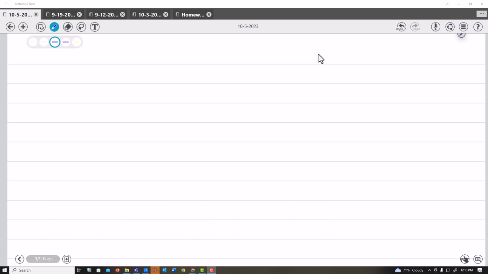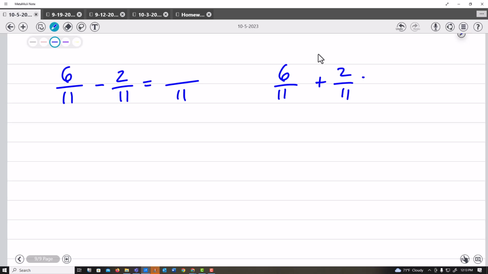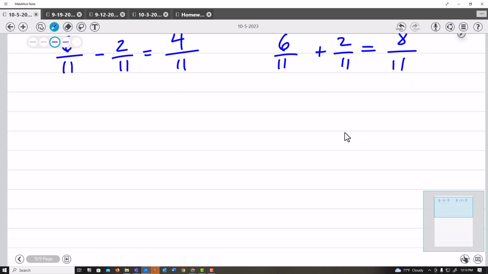Just remember, if you have the same denominators and you are adding or subtracting, the denominator stays the same, and then you just do what it says: 6 minus 2 is 4, or 6 plus 2 is 8, and then you always look to see if you can reduce. They only get crazy when you don't have common denominators, so let's look at something like that.